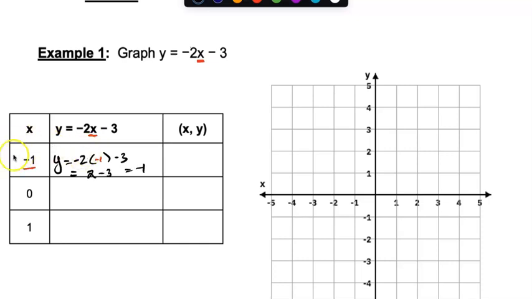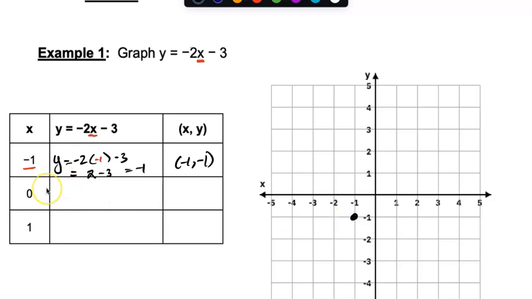So we're going to have a point. X is negative 1, and the y we found is also negative 1. So negative 1 and negative 1. Here's my x, here's my y. We go to the x first. So negative 1, the x is right here, and we go down 1 to get the point negative 1, negative 1. So that's our first point.